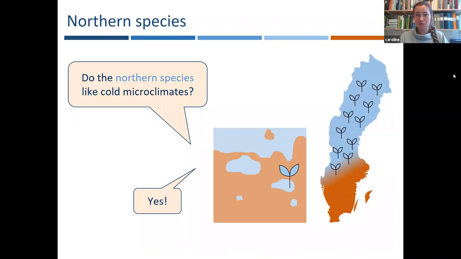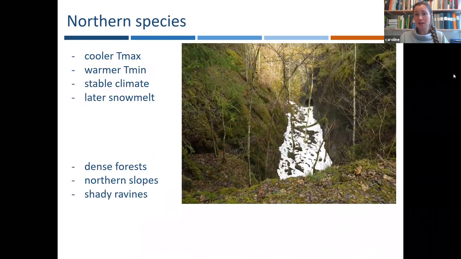So my question: do the northern species like cold microclimates? Short answer, yes. The more differentiated answer is, well, they like it cold during the day, but they like it a bit warmer during the night. So in total, they like the stable, buffered microclimates, but also places with later snow melt. That could be because they just cope better in places with a shorter growing season, where southern species that are normally more competitive don't thrive. But I will not go so much into detail about the mechanisms why these patterns occur. This is just what we found. The northern species occur in the more stable and colder places.